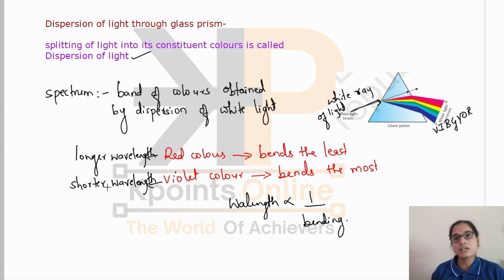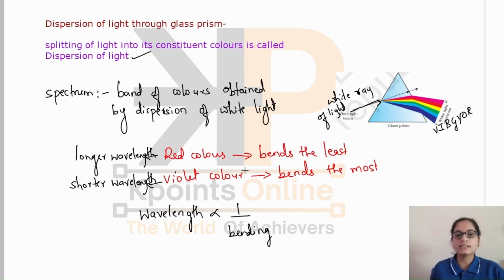So it is bending the most. Among all these colors, red light has the maximum wavelength, so it bends the least. And among all these colors, violet has the shortest wavelength, so it bends the most. This is all about the dispersion of light through the glass prism.